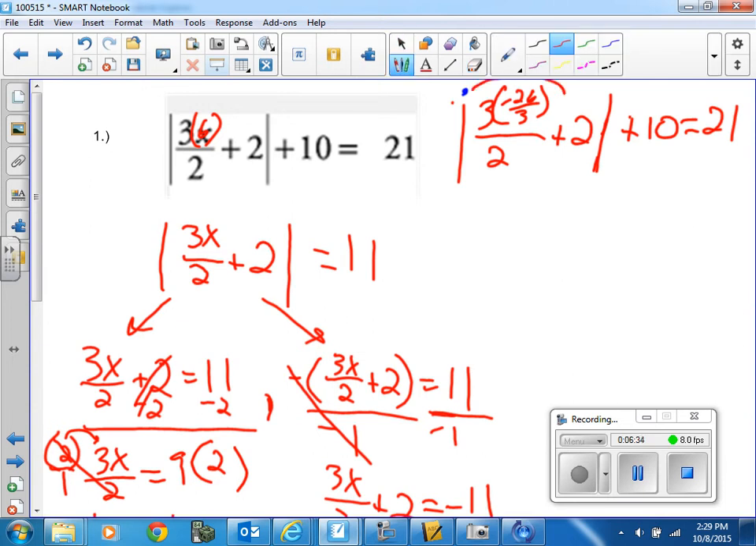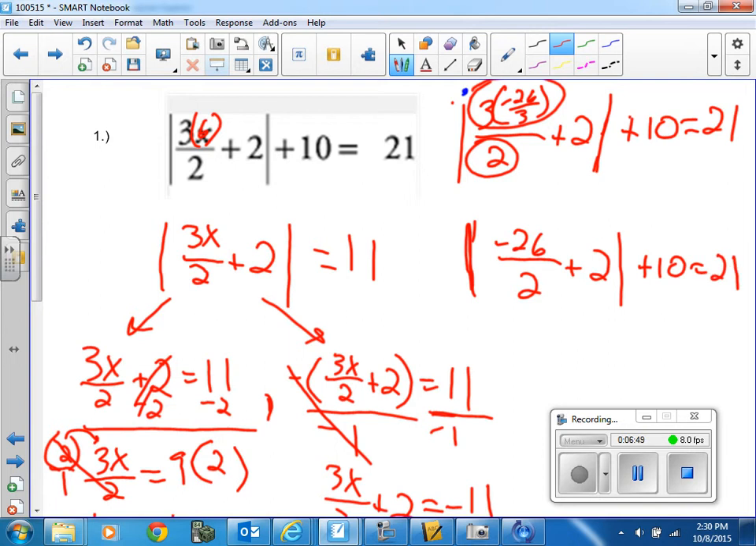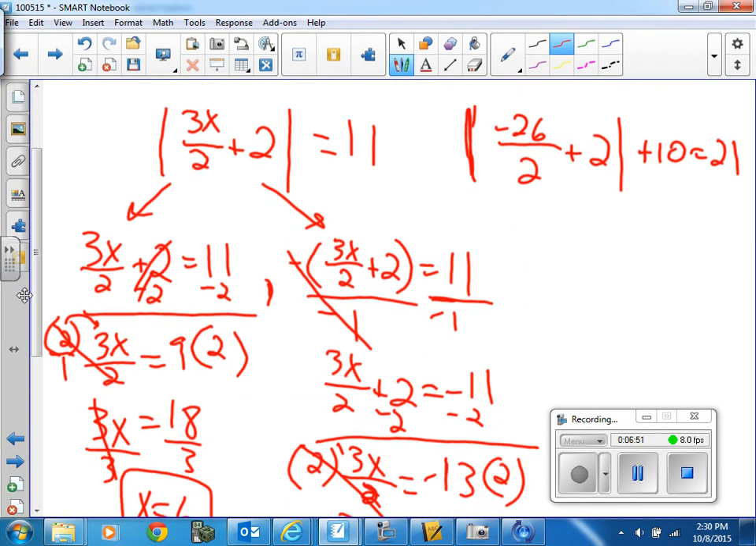So I'm going to go back here. So this entire thing is just going to be negative 26. Remember, that's still over this 2, so don't forget about that 2. So plus 2, absolute value, plus 10 is equal to 21. And then I have negative 26 divided by 2. I have to still do what's inside the absolute value. So negative 13 plus 2. And then all of that plus 10 is equal to 21.